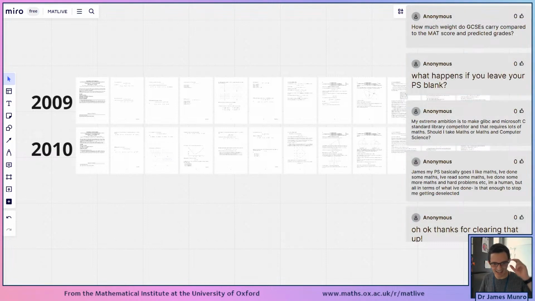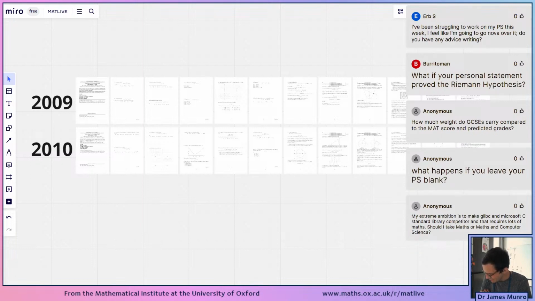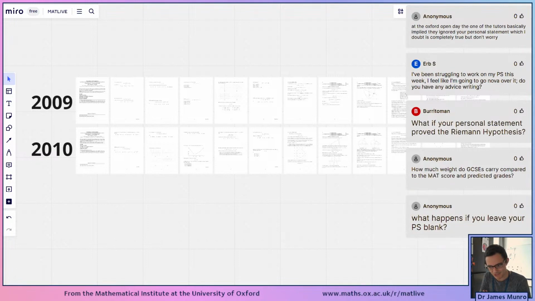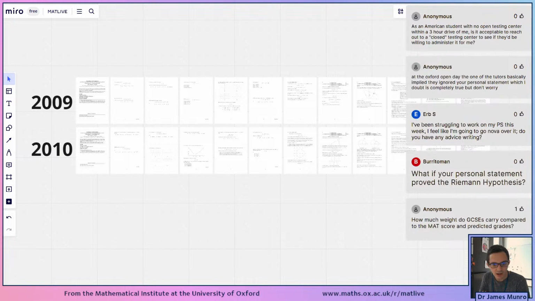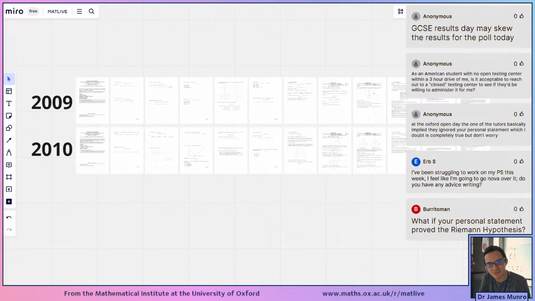What would happen if you leave your PS, personal statement, blank? I think UCAS probably flags it, probably asks you to go back and write a personal statement. I'm not sure. I've never tried. If we received it with a blank personal statement, we'd probably think you'd forgotten to do it. On the open day, one of the tutors implied they ignored your personal statement. Yeah, sometimes they've got good information in there. But if it's irrelevant stuff, then I'm not necessarily going to read all of your karate achievements. I might skip that bit.